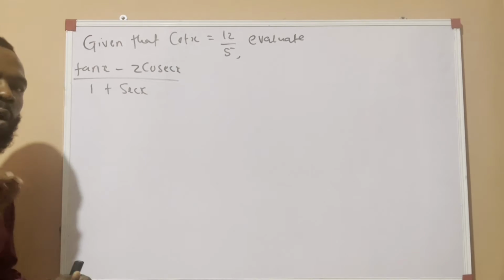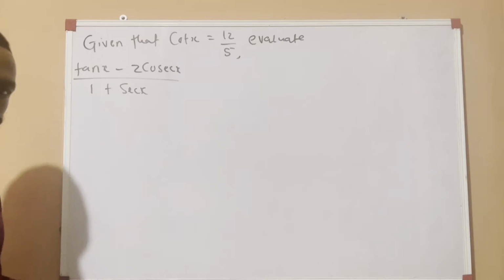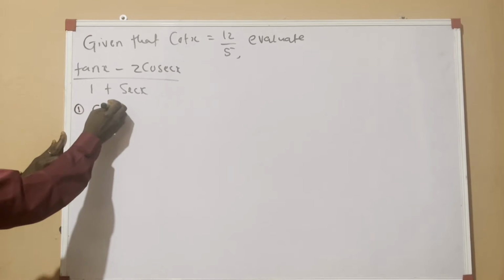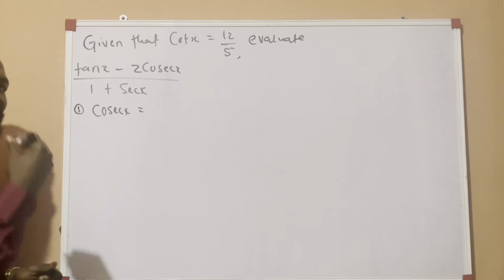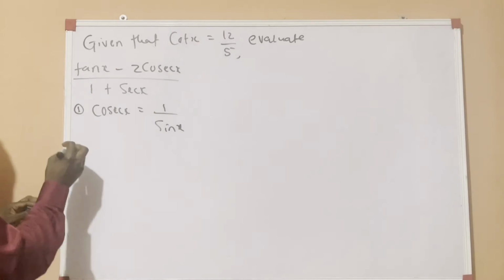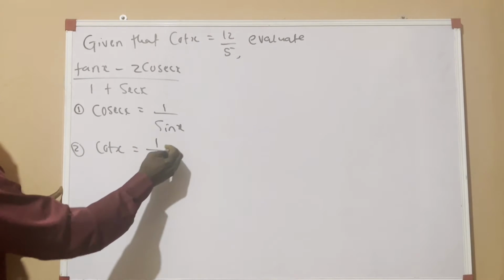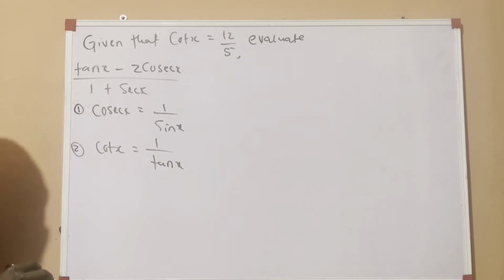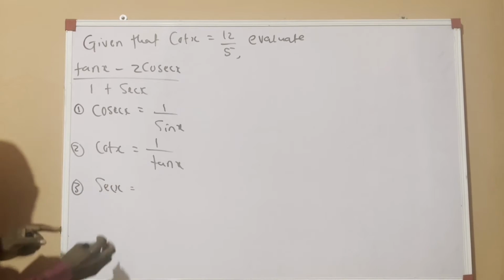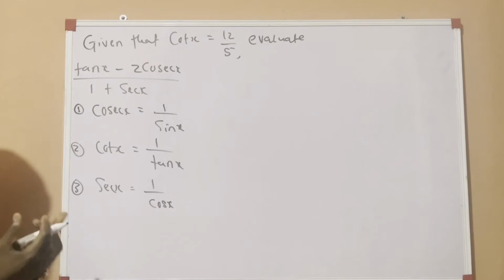Before I solve this question, I want you to know the three inverses of the basic trigonometry ratios. The first is cosec x, which is the inverse of sine x, that is 1 over sine x. Number 2, cot x, the inverse of tan x, which is 1 over tan x. Number 3, sec x, the inverse of cos x, which is 1 over cos x.